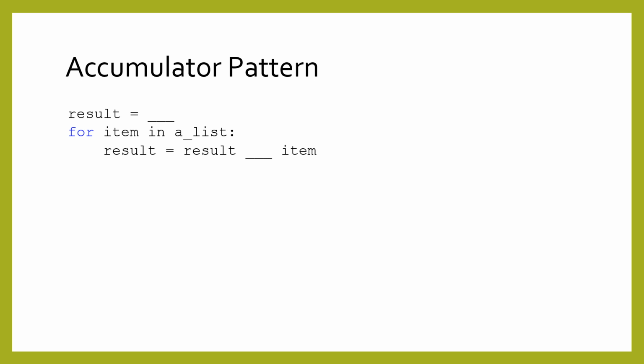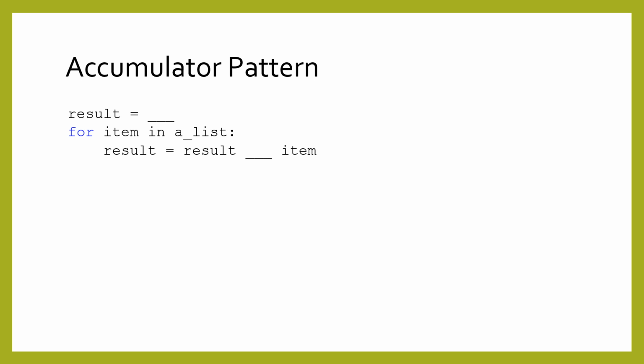The sum and count patterns are both more specific examples of the accumulator pattern. In general, this pattern allows us to start with an initial value and use any function or operation that takes in 2 values. This process of accumulation is also sometimes known as reducing or folding a list.